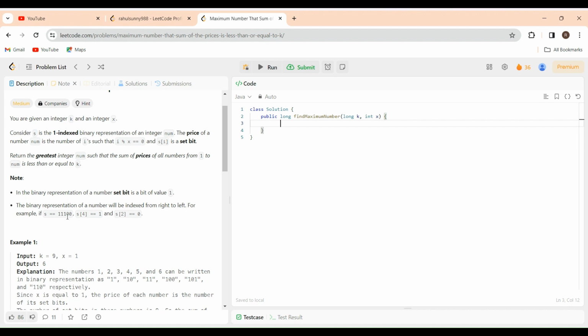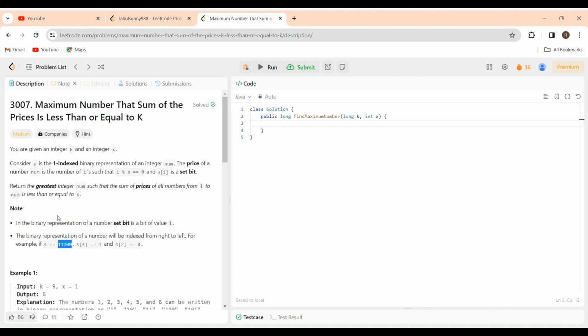Okay, from right to left, from right to left. In this way we need to consider the binary representation. Now we have to solve the problem.